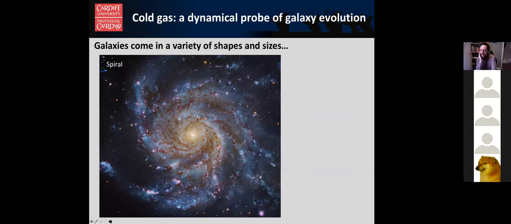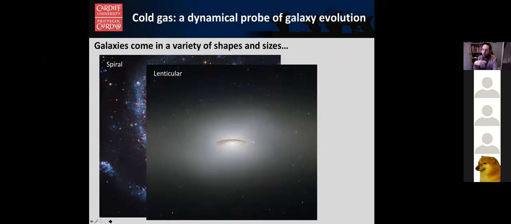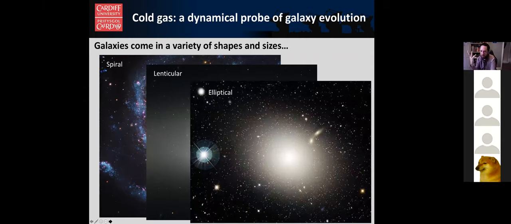You have lenticulars like this one here, where you still have a bit of a disk, but you have a big bulge component where the stars' orbits have been heated. And then taking this to its logical extreme, you have galaxies where they have no disk at all. They're just balls of stars called elliptical galaxies. And so these are the main types of giant galaxies that we see around us in the universe.